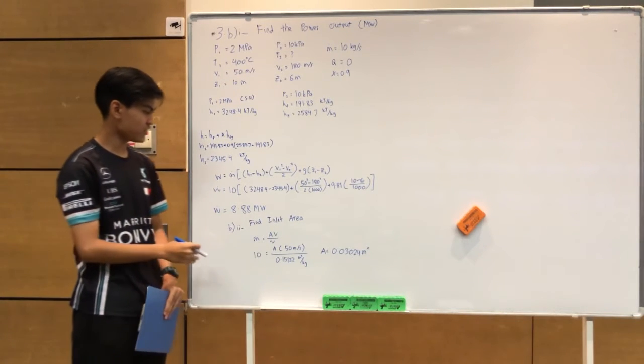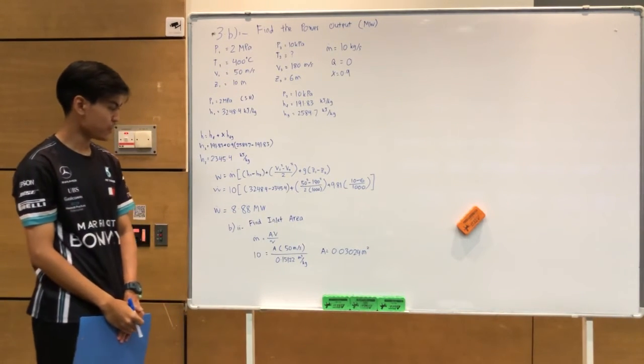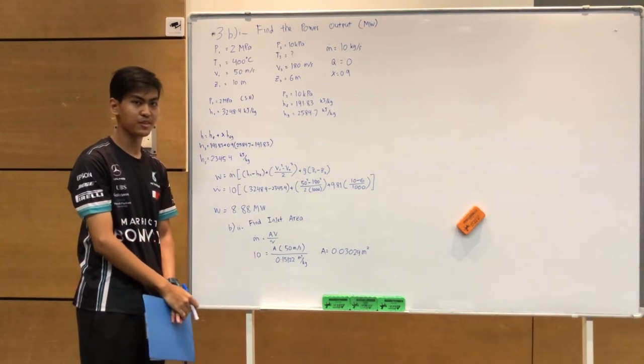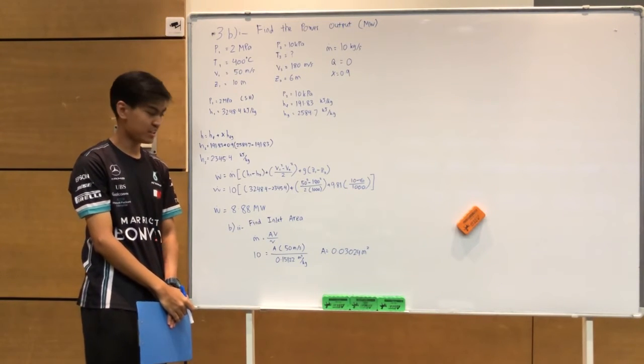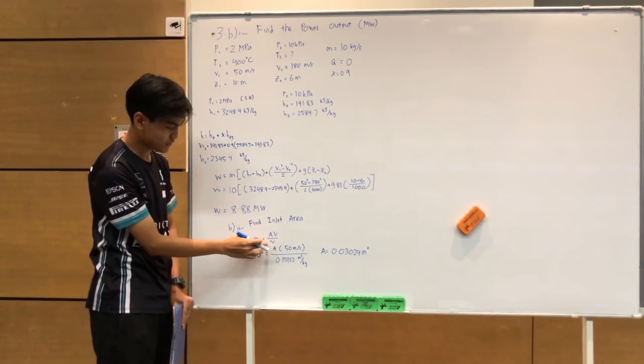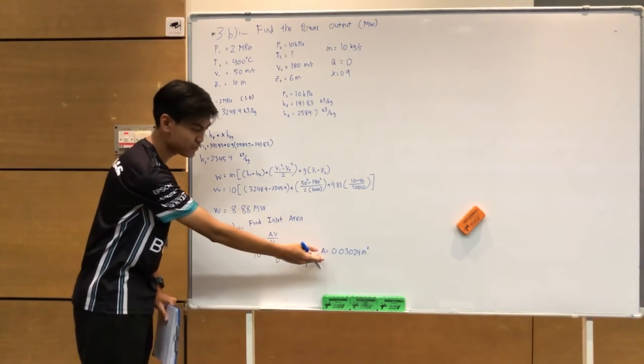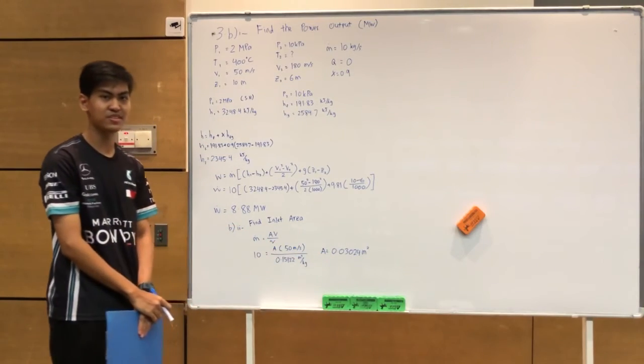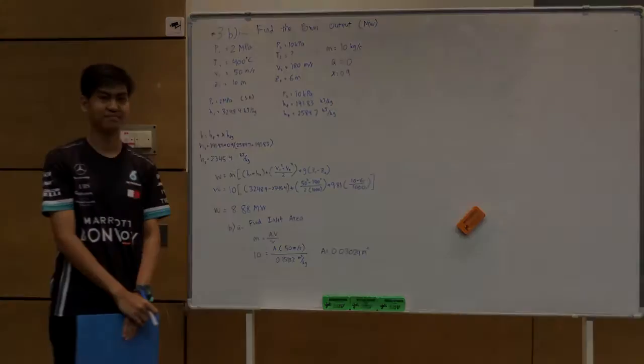For the last question, which is to find the inlet area, we have to use the equation M dot equals AV over specific volume. Once we substitute the values of M dot, the velocity and the specific volume, we will get the area, which is equivalent to 0.03024 meter squared.